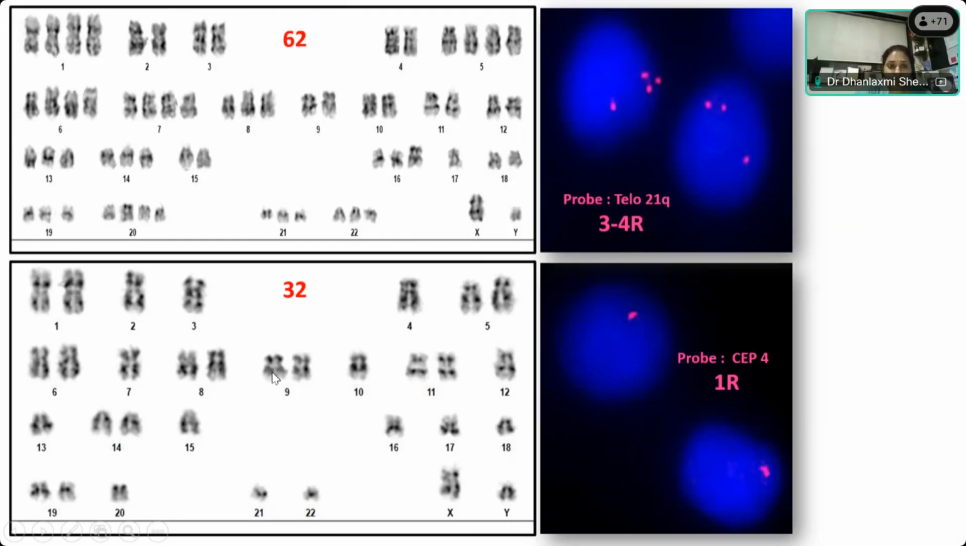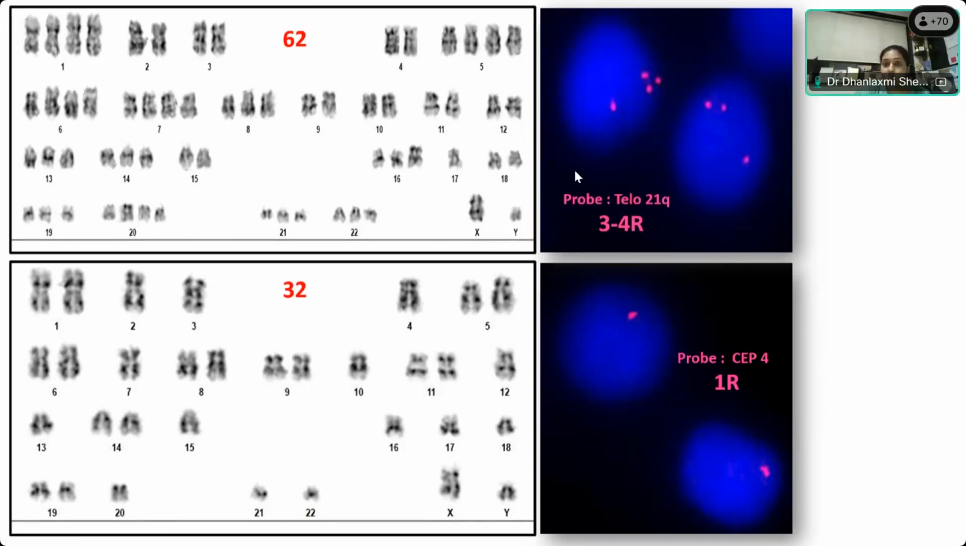So this is an image, and it's a cumulative image. This is a single case wherein one or several metaphases show the abnormality where the chromosome modal number is 62. On the right-hand side, this is a probe used for telomeric 21, and here you can see 3 to 4 signals, right? The same case also has metaphases where the chromosome number is 32, and similarly in the same patient, some of the cells are showing centromeric 4 as one signal, right? So this is the same patient where a few are showing monosomy 4, and there is a hypodiploid clone and also a triploid clone, right?